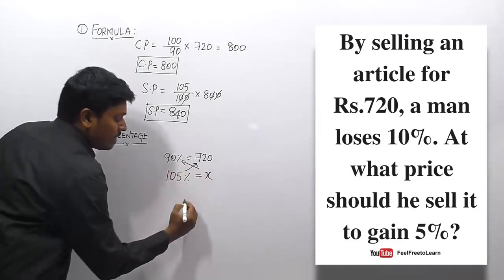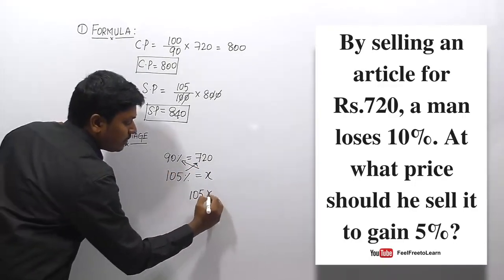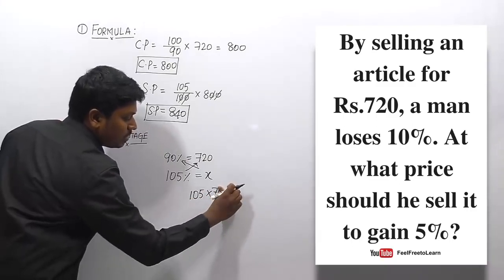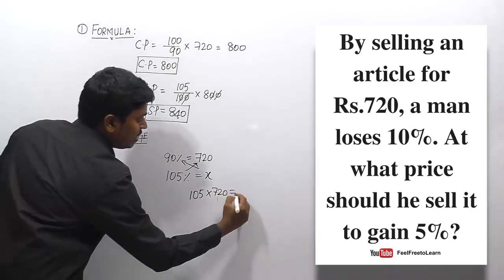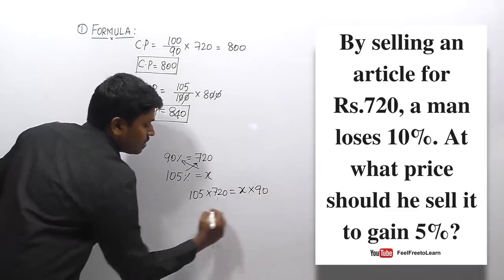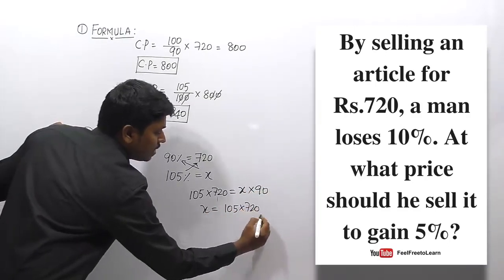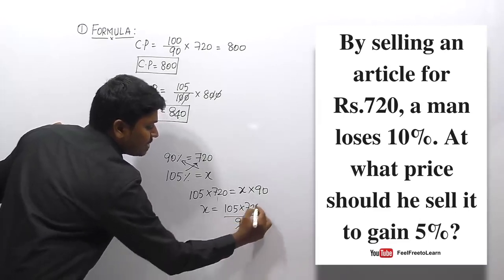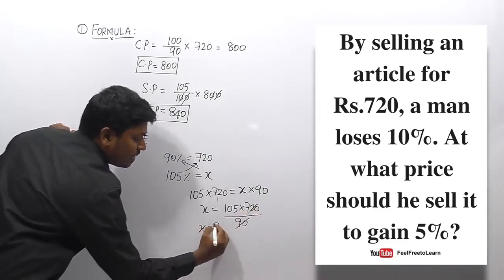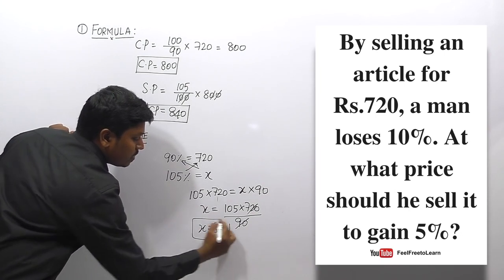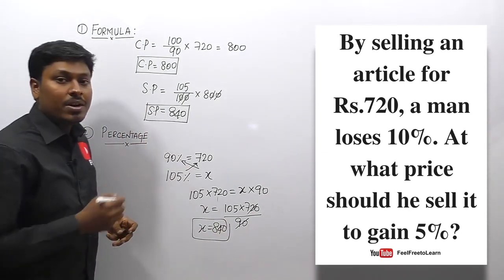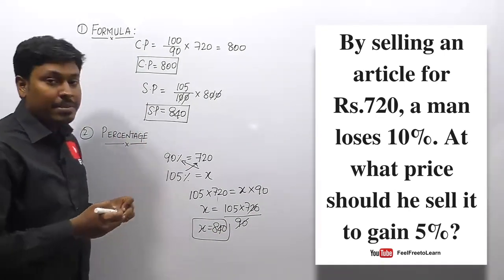So 105 into 720 is equal to x into 90. So x is equal to 105 into 720 divided by 90. So we can cancel this on a table. So we can take 840. So by solving both the methods, we got an answer, that is, the selling price will be 840.